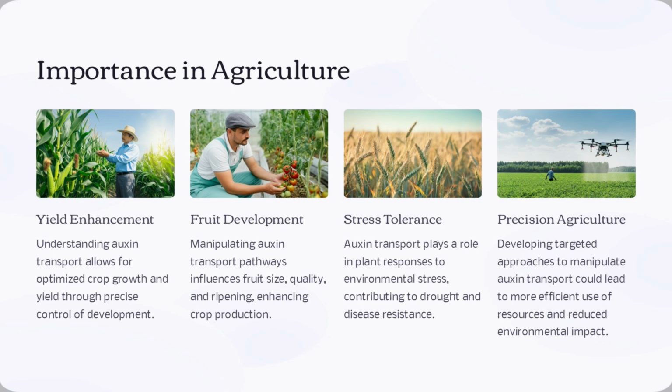Manipulating auxin transport pathways can influence fruit size, quality, and ripening, enhancing crop production. Auxin transport also plays a role in plant stress responses, contributing to drought and disease resistance. Developing targeted approaches to control auxin transport could lead to more efficient and sustainable agricultural practices through precision farming.